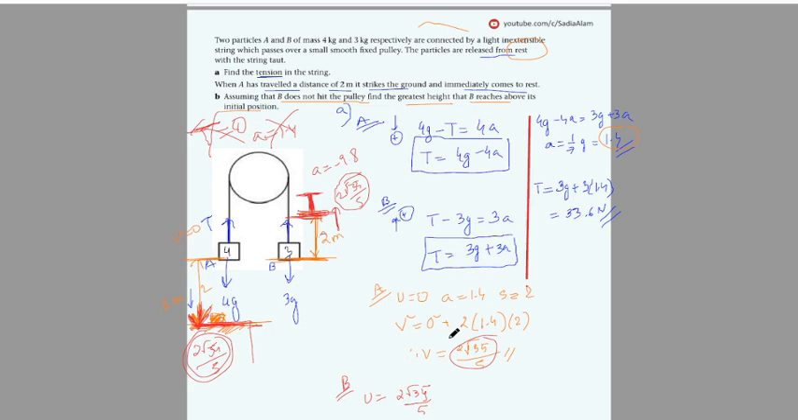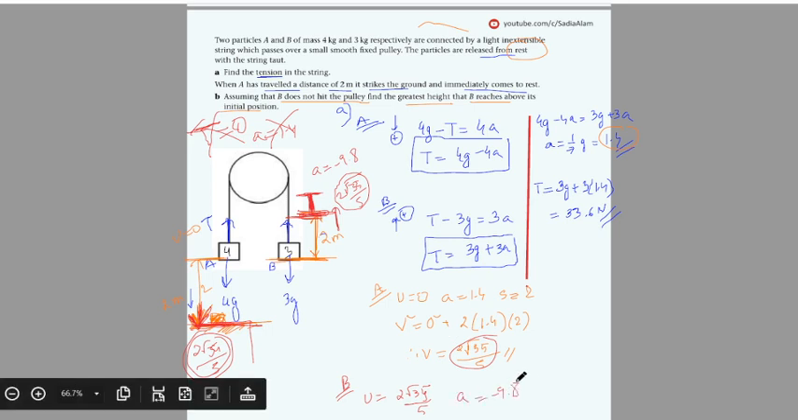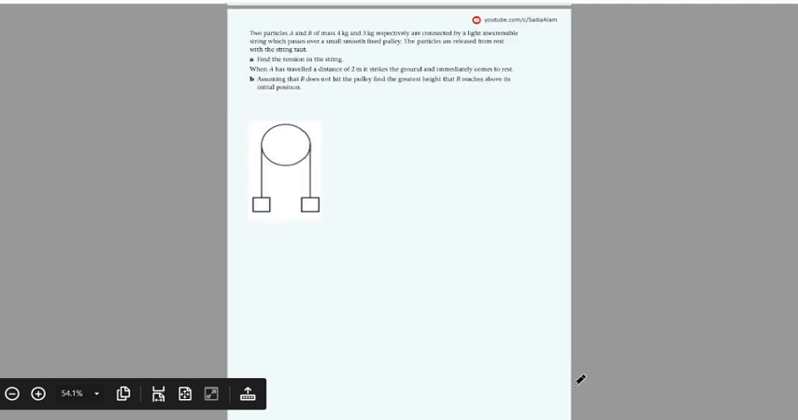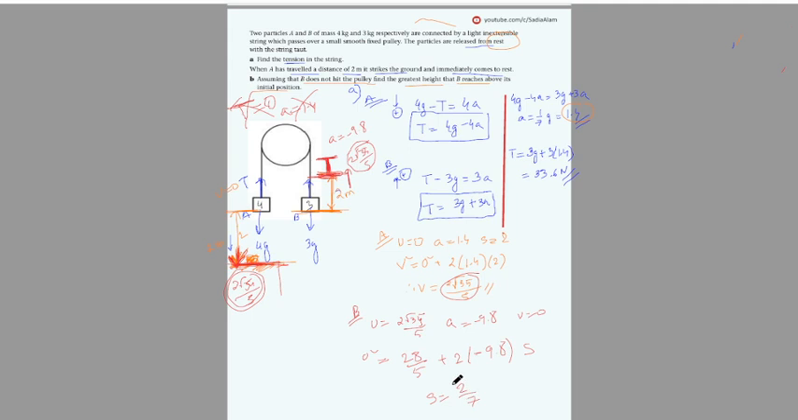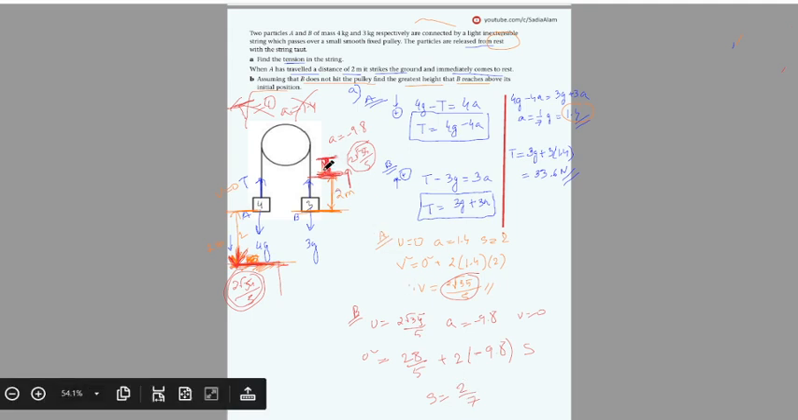So a is minus 9.8, and it will move a small distance and then it will come to rest. So v is 0. If you solve this one, v squared equals u squared plus 2as, if you square this thing, you will get 28 by 5, 2as. So from here you will get the value for s, which is this red portion.